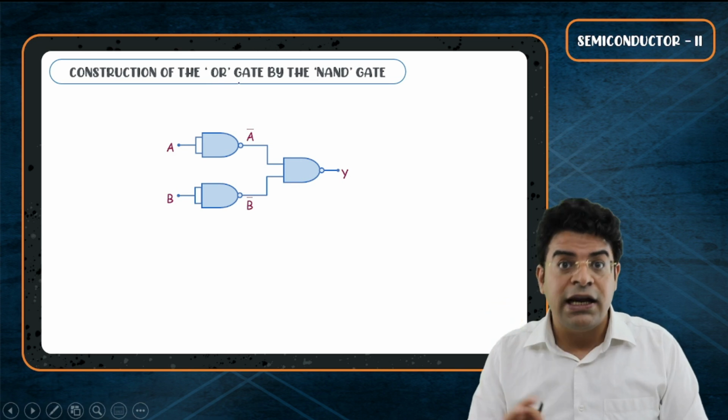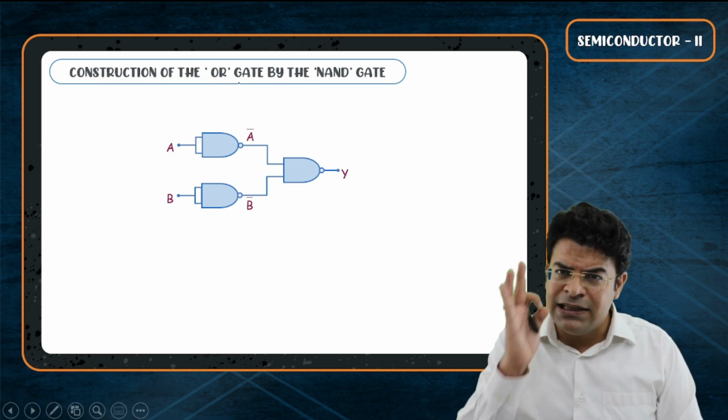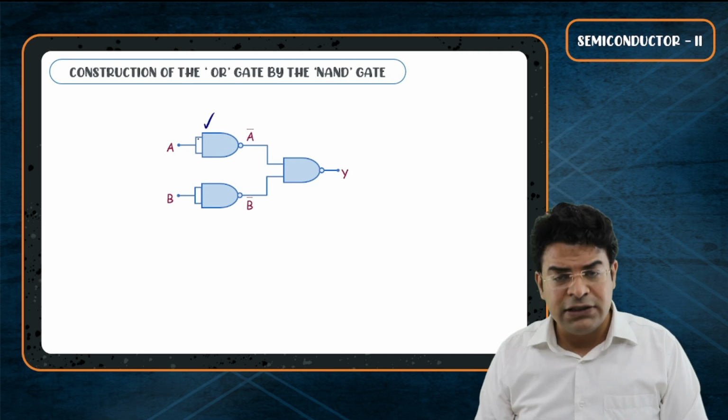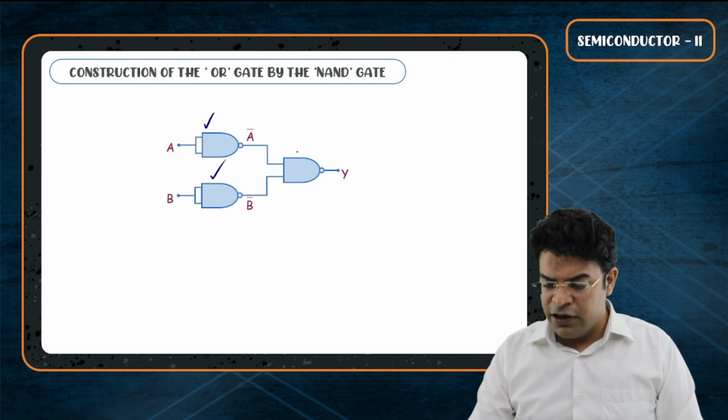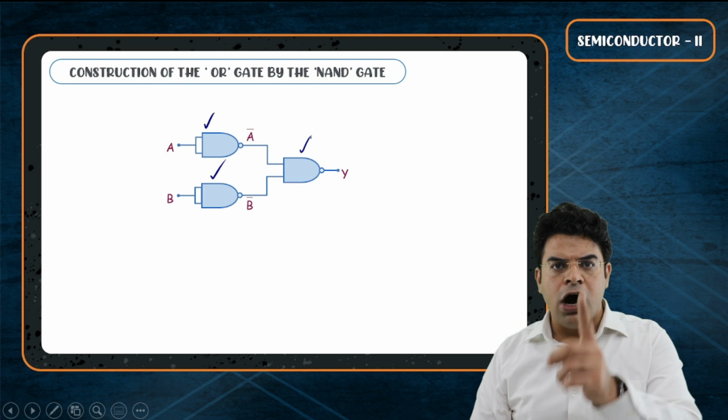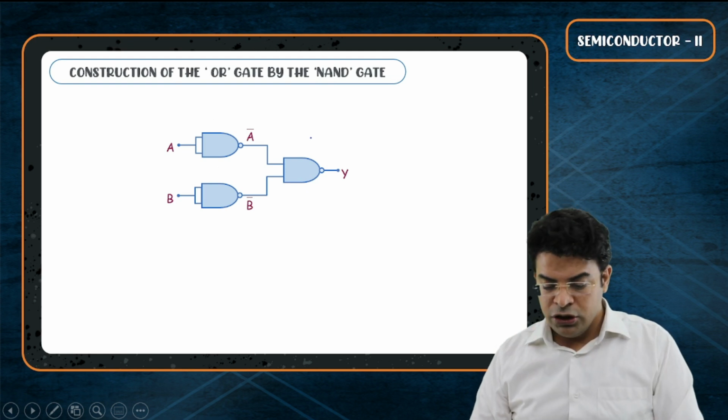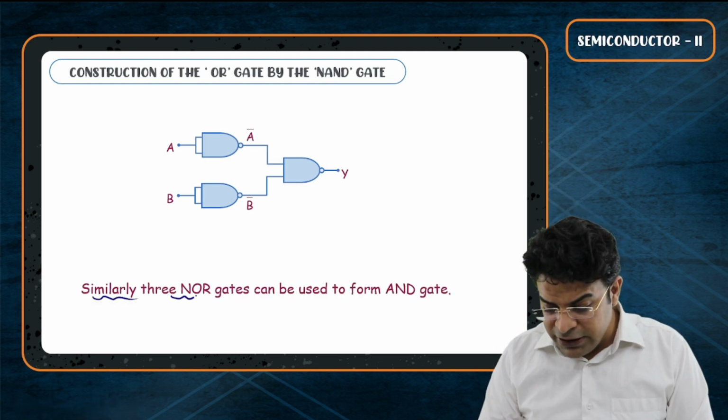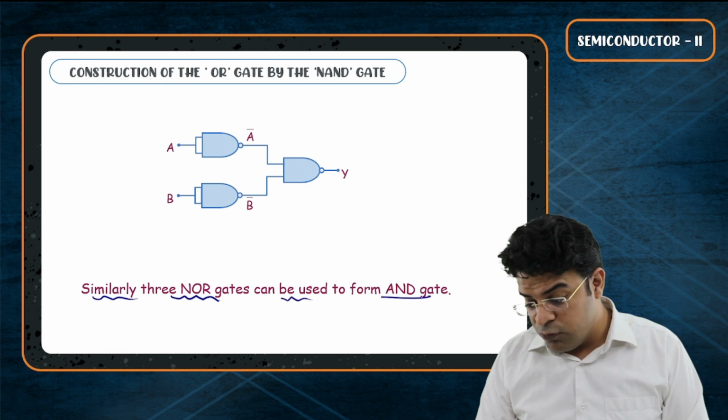Similarly, beta, understand that using 3 NOR gates in the same fashion, replace this with a NOR gate, replace this with a NOR gate, replace this with a NOR gate, the output will give you an AND gate. Remember that. Similarly, 3 NOR gates can be used to form an AND gate.